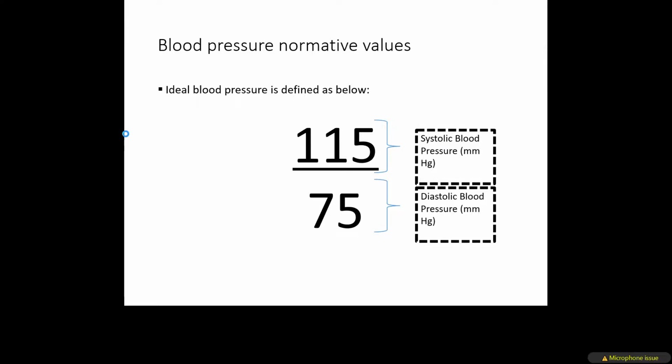Now, you may be more familiar with traditional values such as 120/80. However, more recent studies suggest that lower pressures may be associated with more favorable health outcomes. Therefore, the ideal blood pressure is actually less than the traditional value of 120/80.